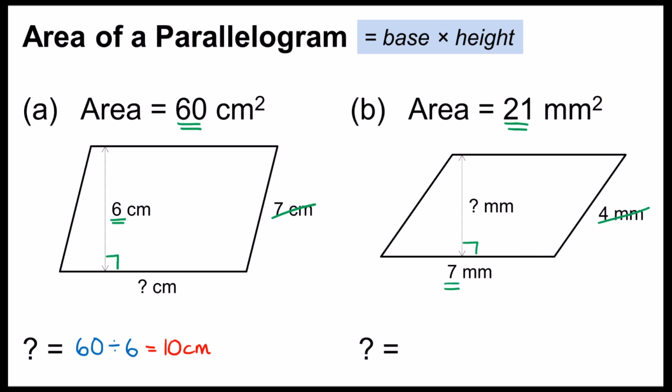So I start off by taking the area, which is 21, and I divide it by the base, which is the length that's given, 7. I know that 21 divided by 7 is 3, and because all my units are given in millimeters and we're looking at a length for the height, my units are going to be millimeters as well. So my answer, 3 millimeters.